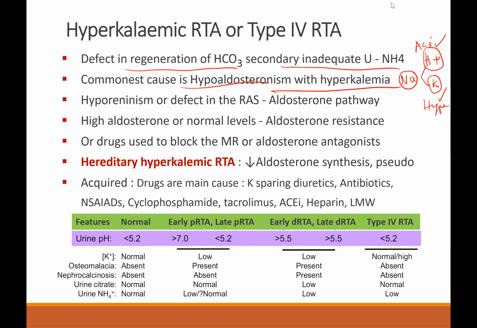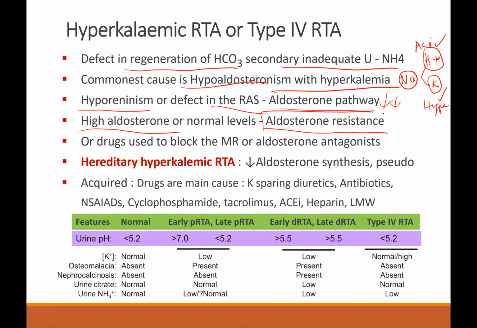So let us see what are the other features. Hyporeninism: low renin means low aldosterone, and low angiotensin 1 and 2. Hyporeninism and defects in the RAS system or in the aldosterone pathway are the common causes. High or normal aldosterone levels may be seen if there is resistance. So this is aldosterone deficiency in this condition.